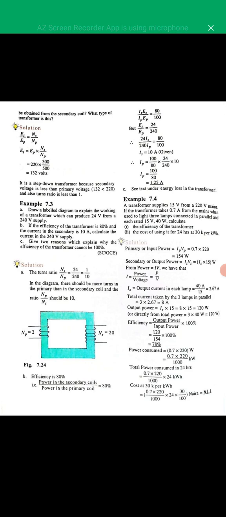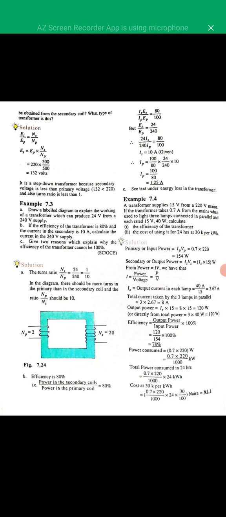So that's the diagram below. You can see that the number of turns in the secondary is 20. The number of turns in the primary is 2, reversed. So it says in the diagram there should be more turns in the primary than in the secondary. That's the way you can get a step up transformer, because in the step up transformer the voltage in the secondary is higher than the voltage in the primary.